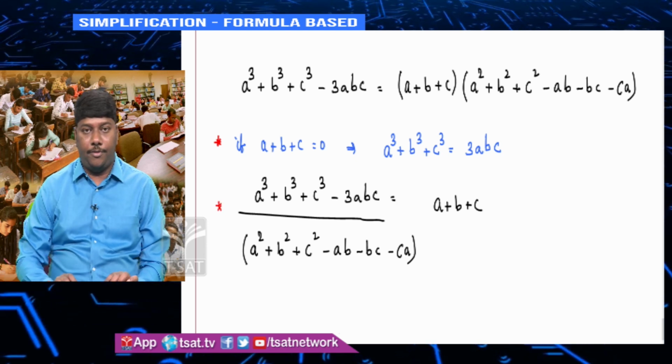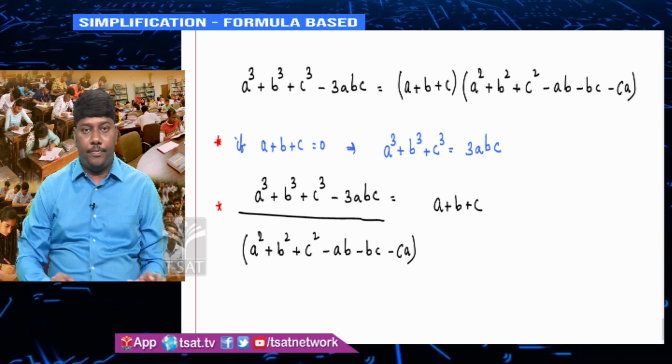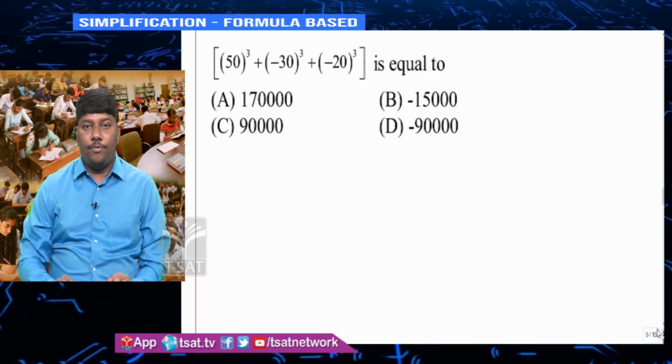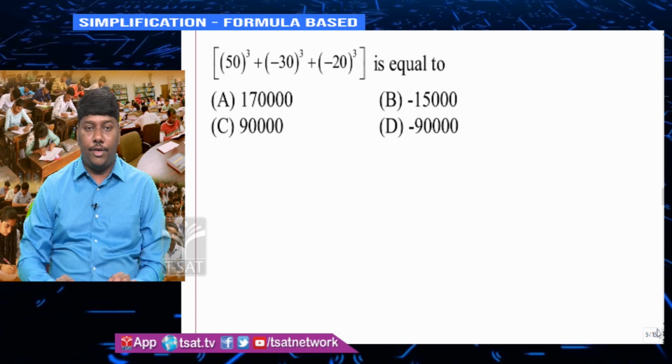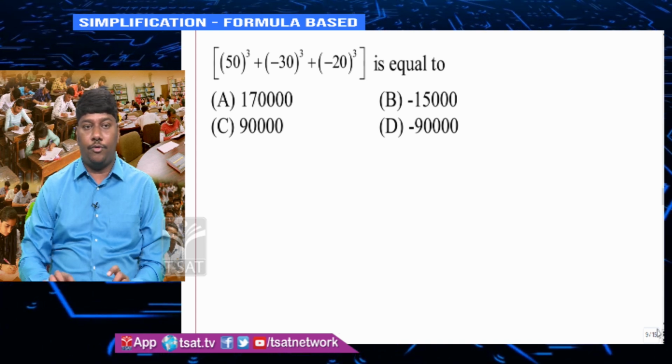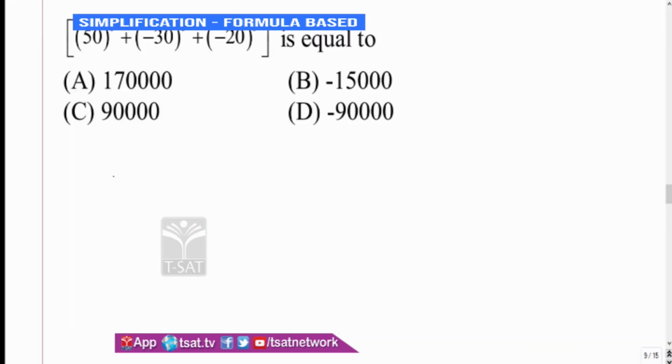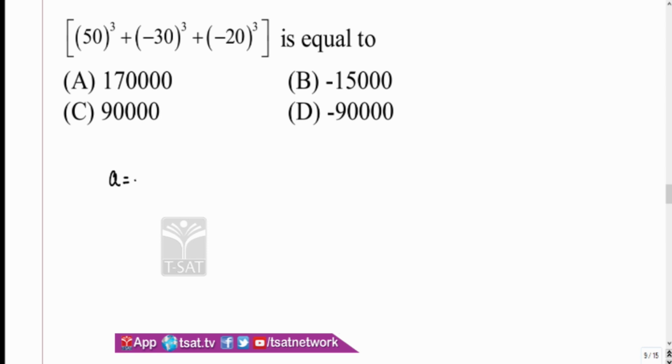These two are very, very, very important. Now, look at the sums based on this formula. Now, look at this sum, 50 cube plus (minus 30) whole cube plus (minus 20) whole cube. Here, if you do it normally, it will take little time, but if you identify that A is 50, B is equal to minus 30, C is equal to minus 20.